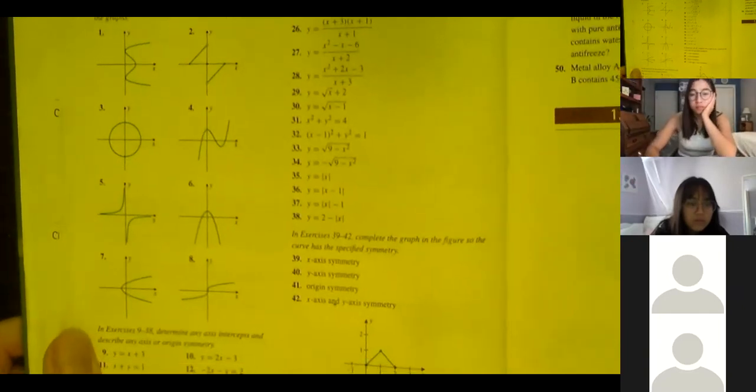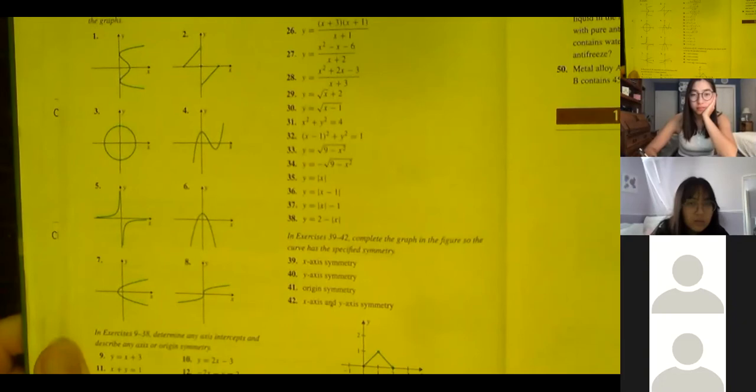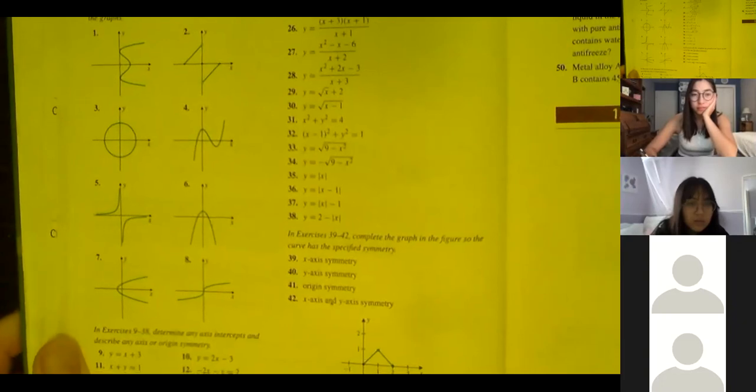Okay, sorry for the yellow. I don't know why it does that. I can't control it. Okay, I think you can still see it though.